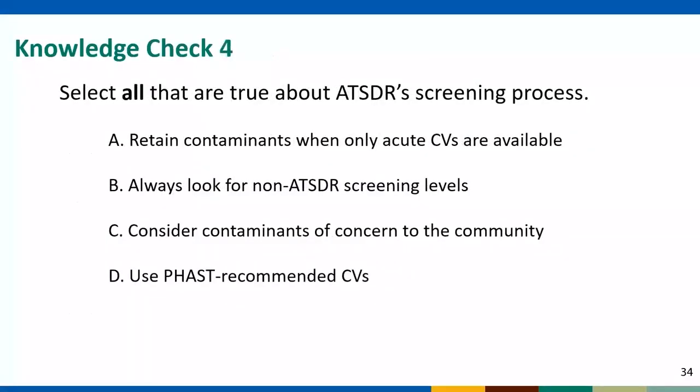Okay, let's move on to knowledge check number 4. The question is, please select all that are true about the ATSDR screening process. The choices are A, retain contaminants when only acute CVs are available, B, always look for non-ATSDR screening levels, C, consider contaminants of concern to the community, and D, use fast recommended CVs. Please think about all the options that are true.